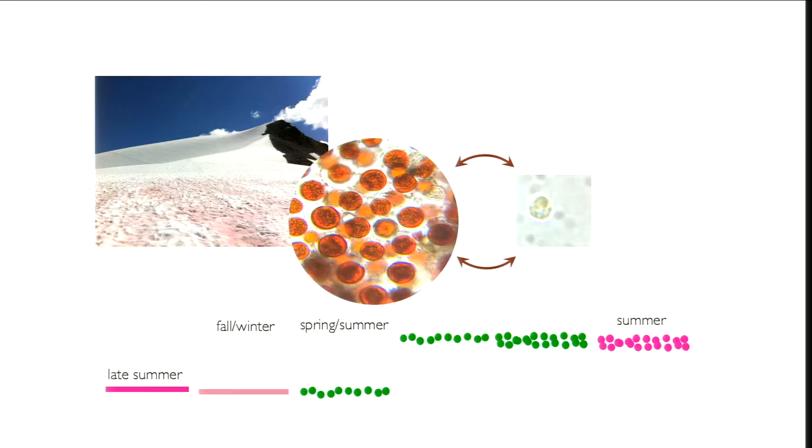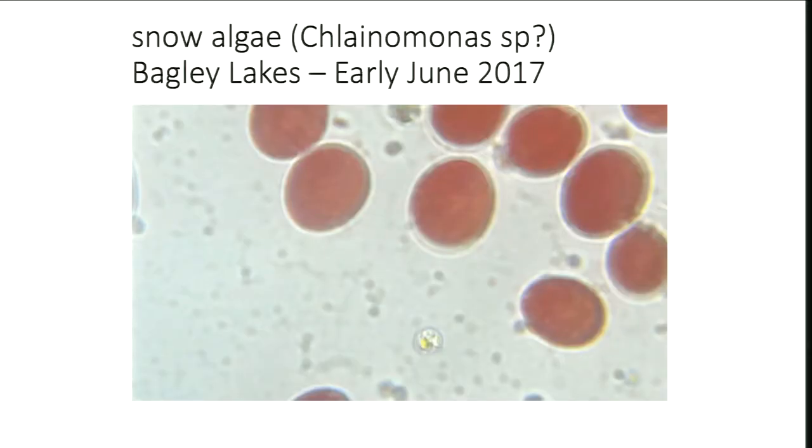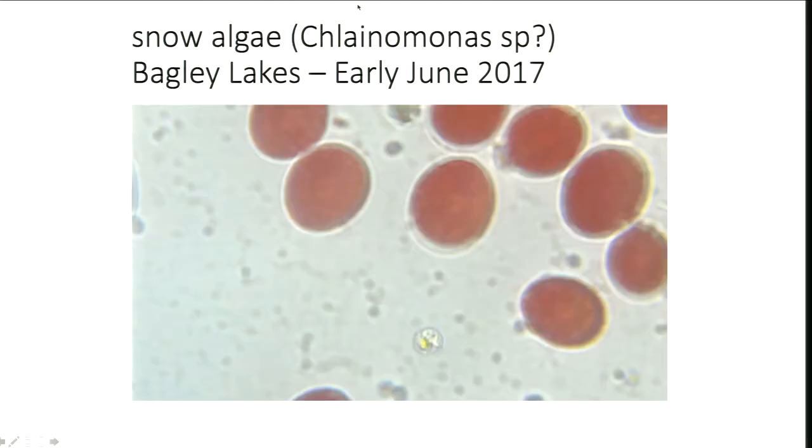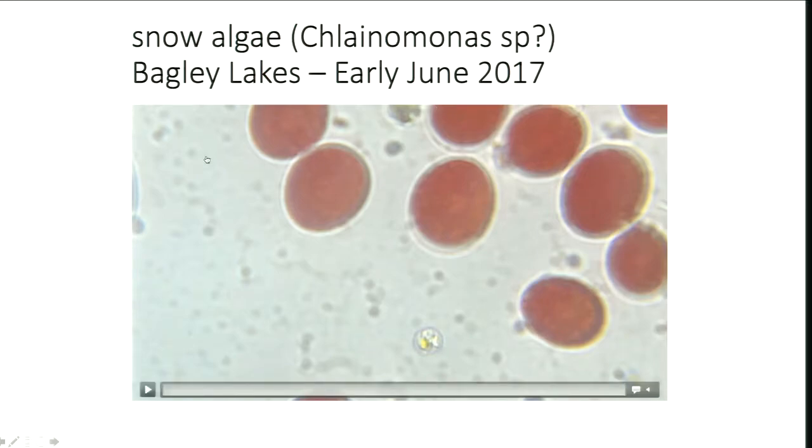So once you have a population of snow algae, they can come back from year to year. We have some evidence of that. These are some images of algae that I took from my field microscope. So I'm going to play this video, and it's going to shake a little bit. Oops. Oh, geez. I'm hopefully going to play this video for you. There we go.